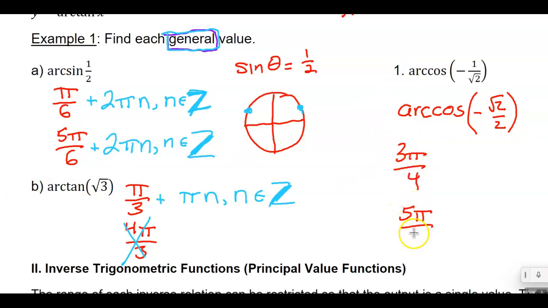And these don't have a shortcut answer like on the second one here, so we're just going to have the 3 pi over 4 and 5 pi over 4 plus 2 pi n, where n's an integer. All right. Any clarifications needed on there?